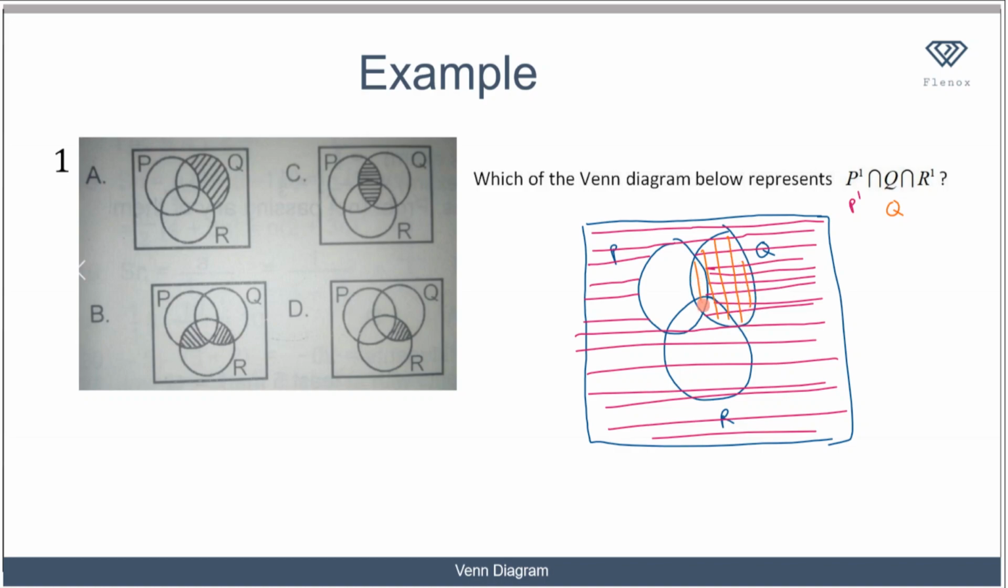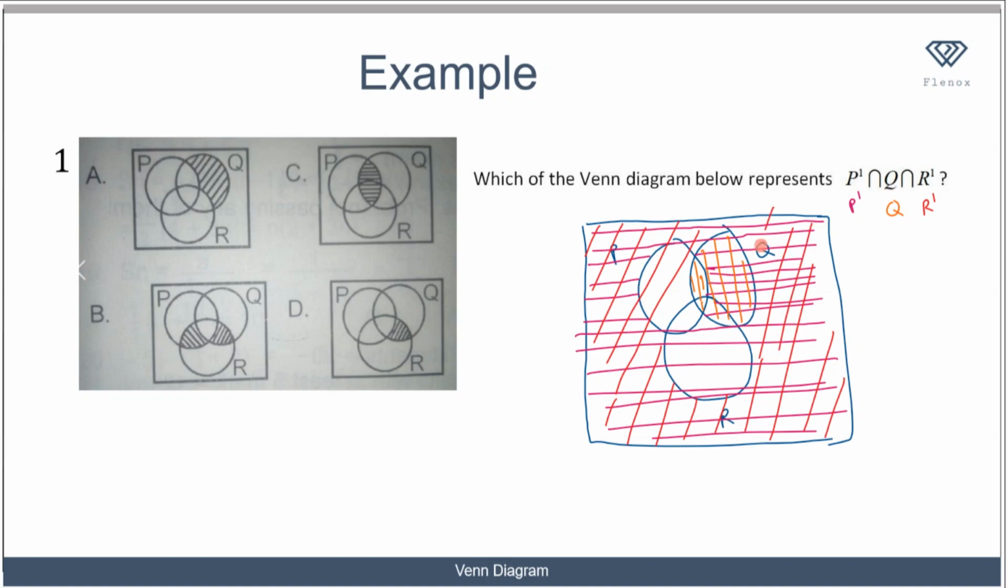And finally, I'm trying to find R complement. So R complement, let's do that with a red line. R complement refers to everything that is not in R. So to do that, I will do that with a diagonal line. I'm going to shade everywhere apart from everywhere that falls within R. So I'm not going to shade any portion within R.